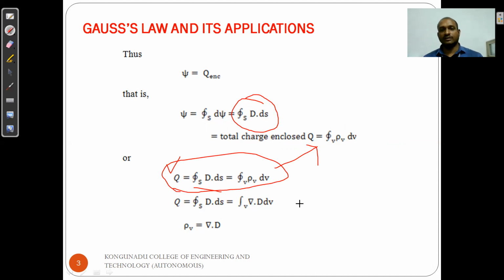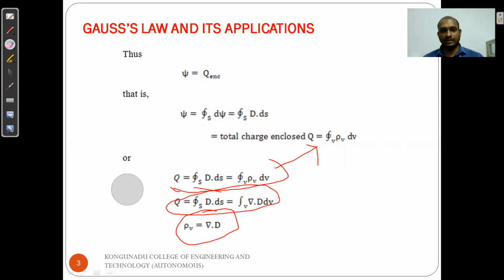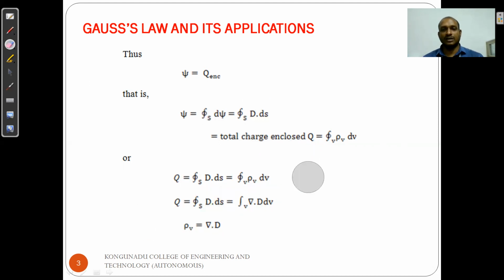Based on the concept, the volume charge density ρV is equal to the divergence of the electric flux density, so ρV is equal to del dot D. So we write Q is equal to the surface integral of D dot dS, which is equal to the volume integral of del dot D dV. These are the different formulations of Gauss law: psi is equal to Q, Q is equal to the surface integral of D dot dS, or Q is equal to the volume integral of ρV dV.